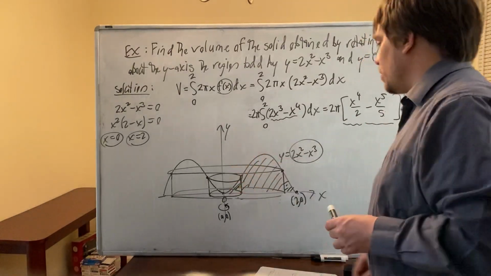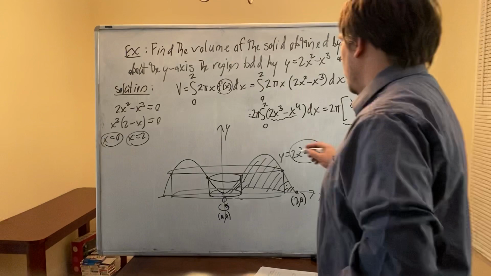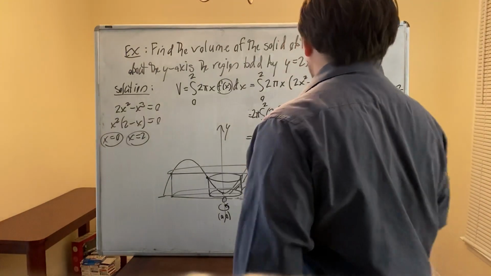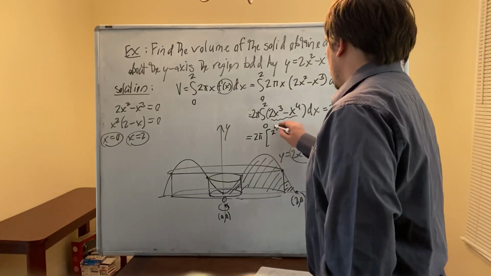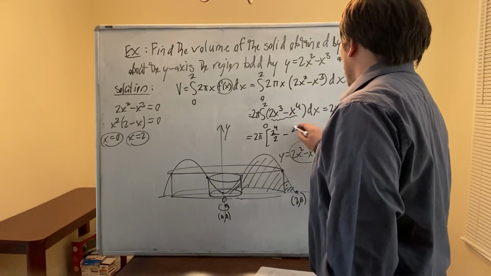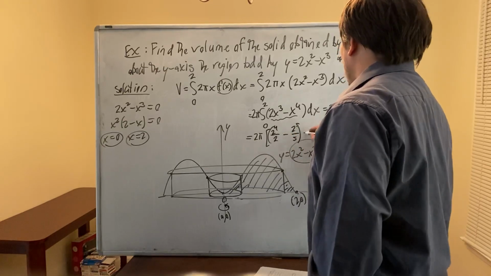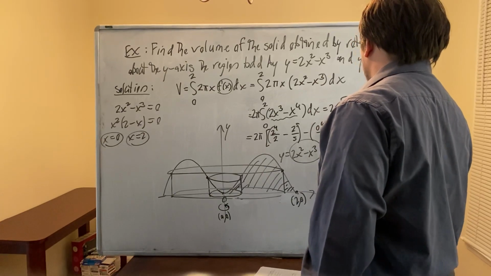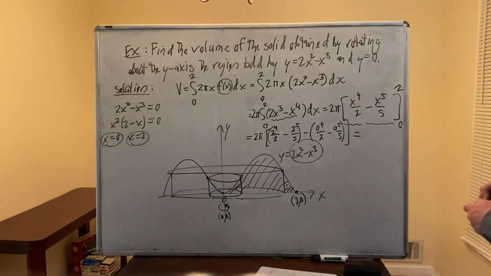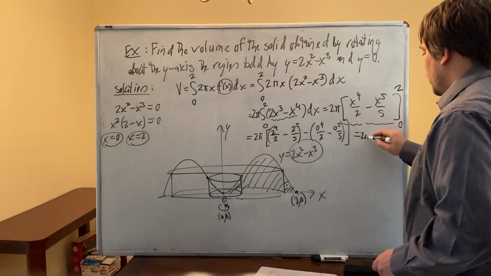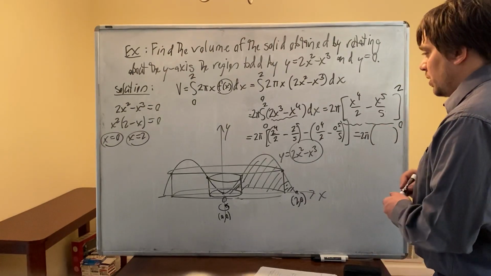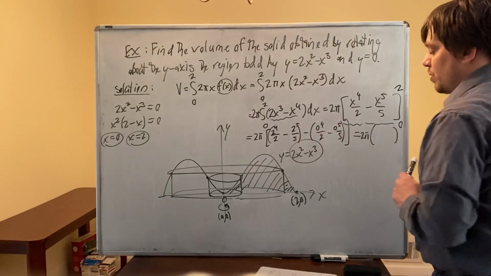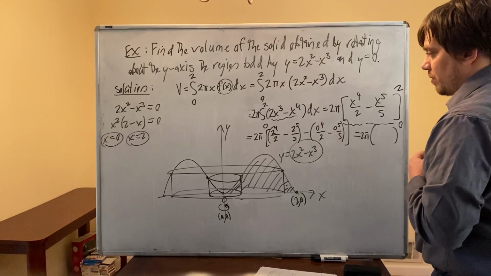So that's the picture. So that's how we got this. Let's see if I can do this without getting rid of the picture. That's equal to 2 pi times, I'm going to plug in 2 to the 4th over 2 minus 2 to the 5th over 5. That quantity minus the quantity 0 to the 4th over 2 minus 0 to the 5th over 5. So then this is equal to 2 pi times 2 to the 4th over 2, which is 8, minus 2 to the 5th over 5, which is 8 minus 32 over 5.